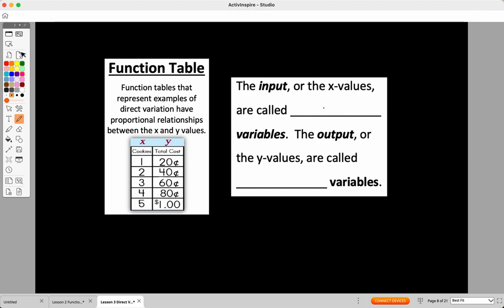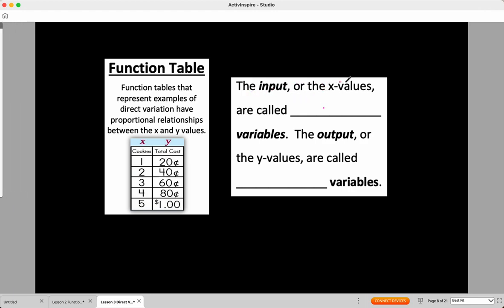All right, so one of the ways we can look at this is a function table we've talked about earlier this year, that there are examples of direct variation, and you kind of just saw that on our previous page. So we take the input, the x values, and we talked about this. What kind of variables are those called? You guys are right. These are independent variables.